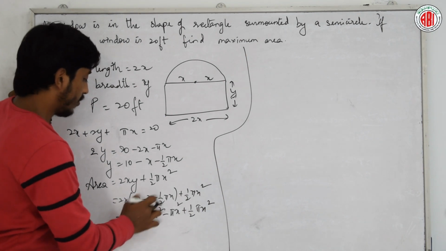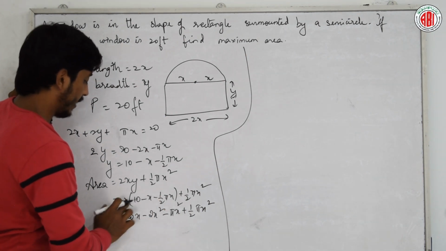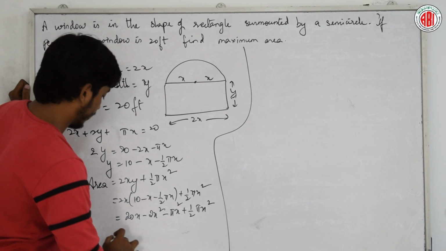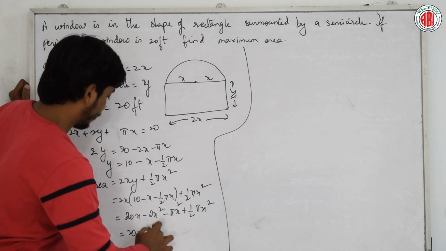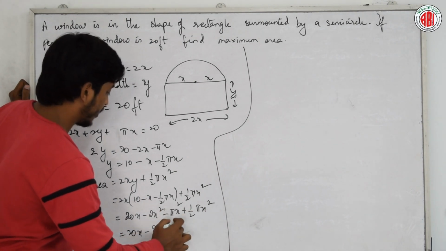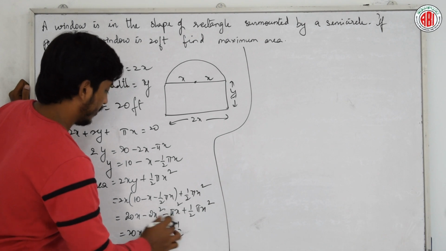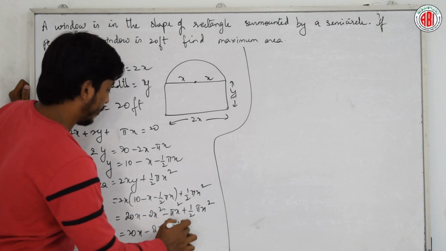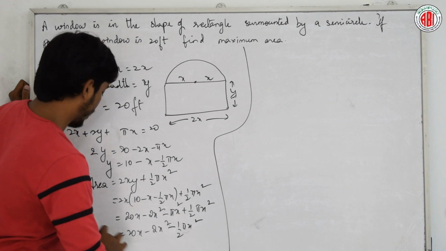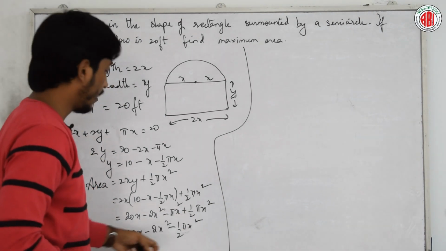Okay, 2x into half, the 2 will get cancelled. I will get pi x square, that is equal to 20x minus 2x square, half minus full, that is minus half pi x square. This is my area. Is it clear?